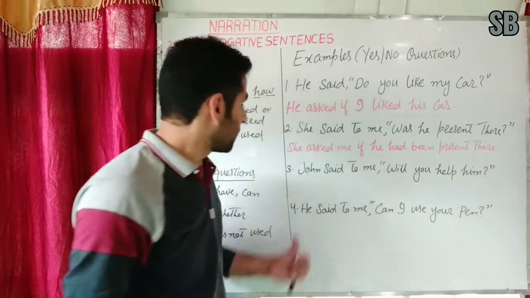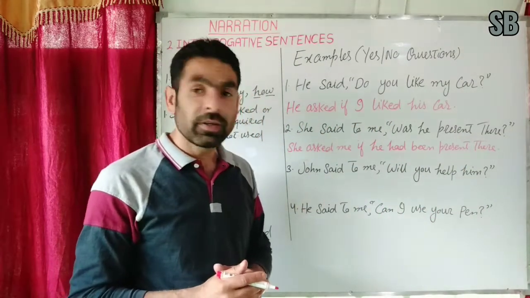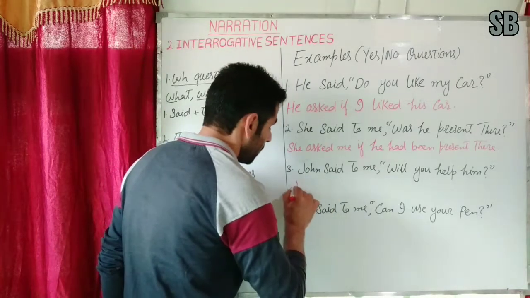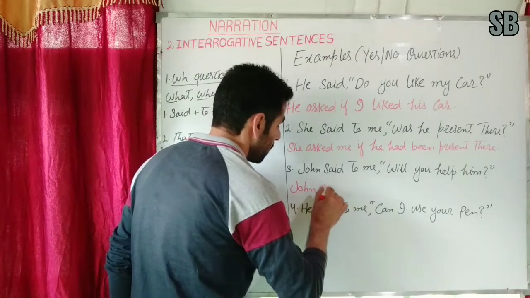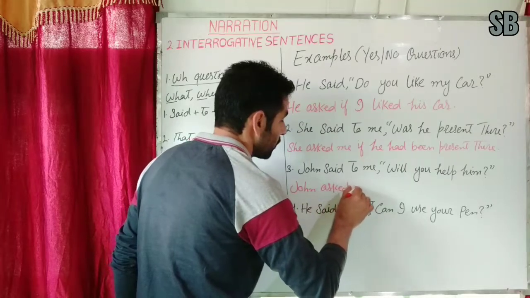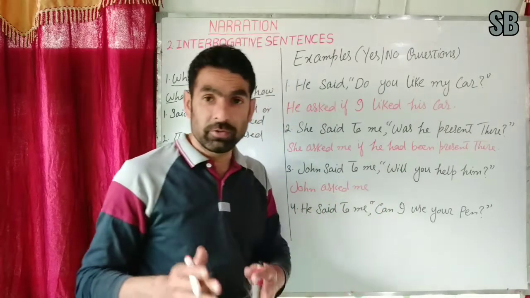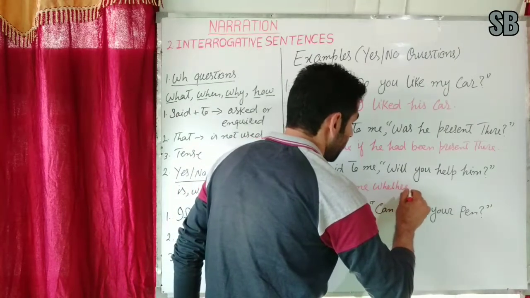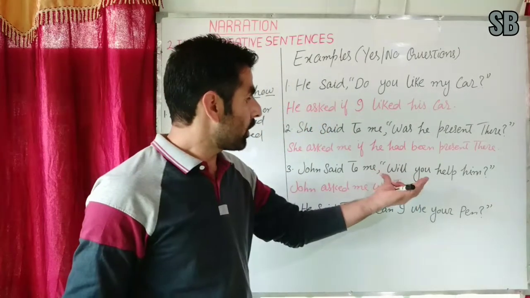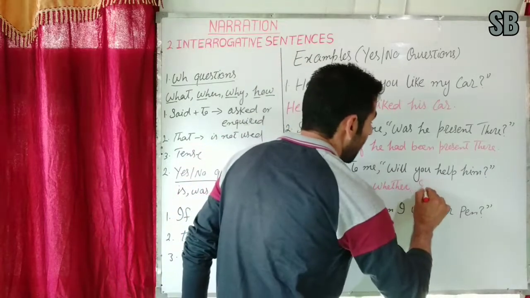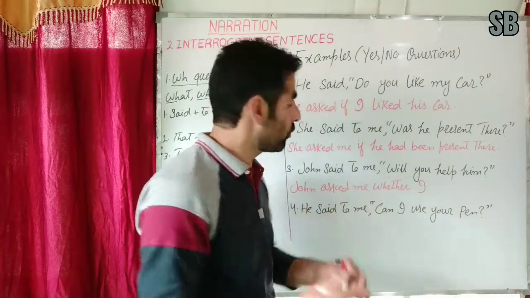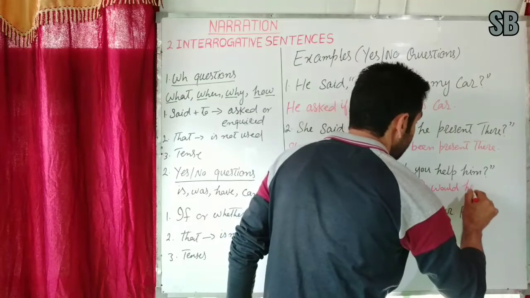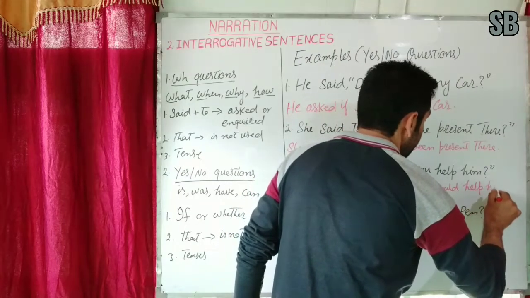Third, John said to me, will you help me? John asked me. Now we will use if or whether. Whether, will you help me? Whether I, and will we change into would. Whether I would help him.